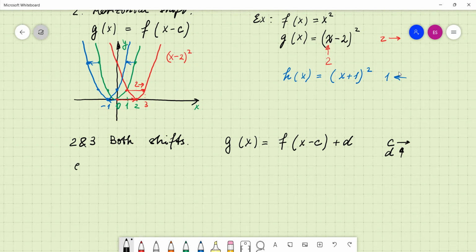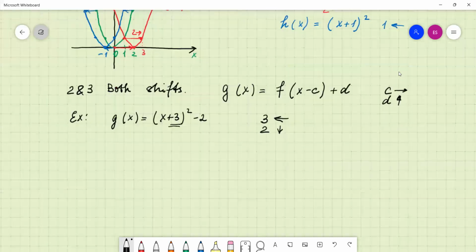An example. My example is going to be the parabola which is going to have both shifts, x plus 3 squared minus 2. According to my understanding, I'm going to move my parabola 3 units to the left, this one, 3 units to the left, because this minus means to the right, plus means to the left, and 2 units down, because there is a minus here.